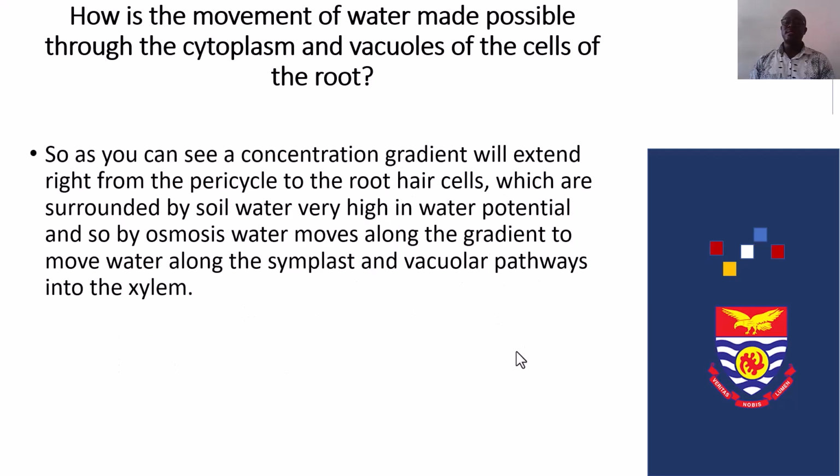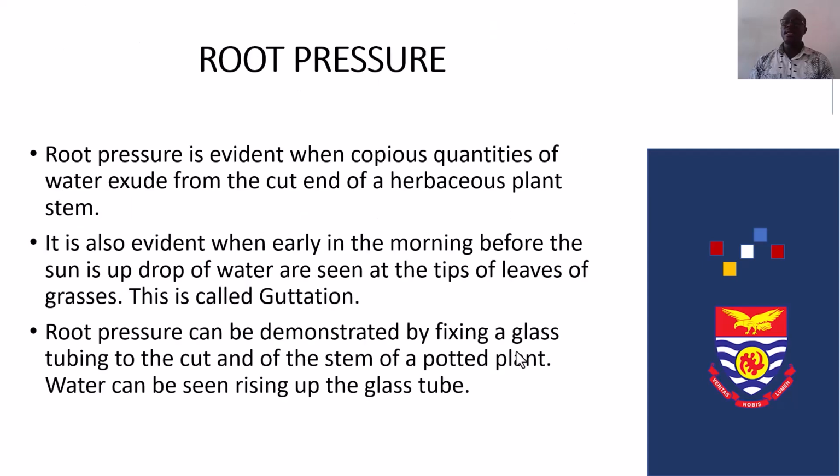So as you can see, the concentration gradient will extend right from the pericycle to the root hair cells, which are surrounded by soil water, very high in water potential, and so by osmosis, water moves along the gradient along the symplast and vacuolar pathways into the xylem.